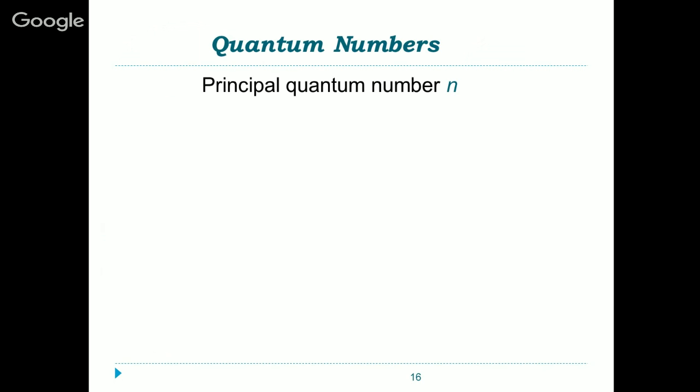So we're going to talk about 4 quantum numbers which allow us to solve that wave equation, to find those wave functions to determine then where our electrons are found.